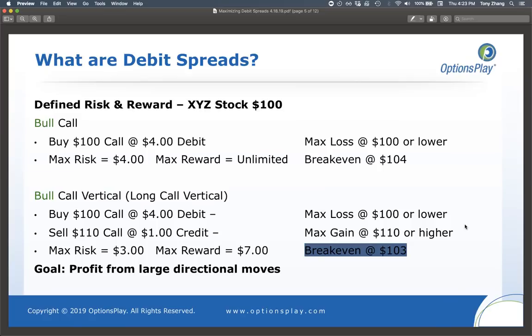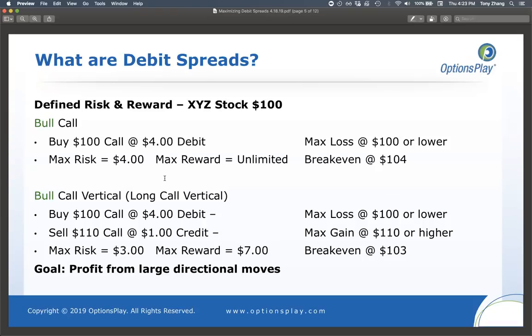And you have a max loss of $3 if the stock is below $100. So if you're wrong in your analysis and the stock stays where it is or moves lower, you will lose the $3. If it goes above 110 or more, you will receive your max reward of $7. So no matter what happens, even if the stock goes to 200, you're still only going to get $7.